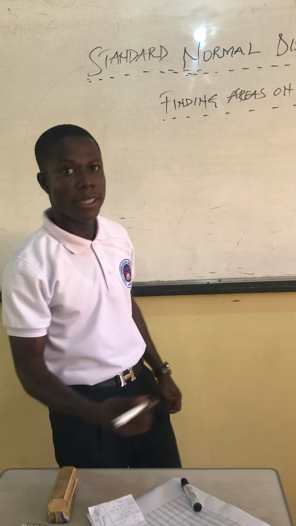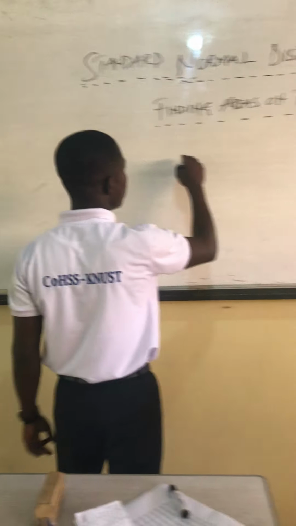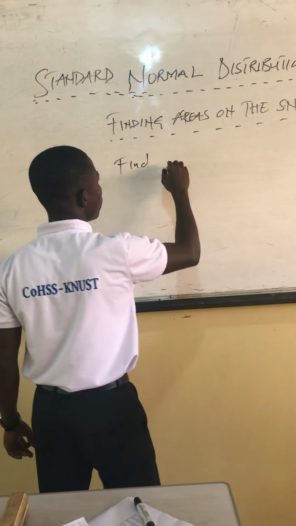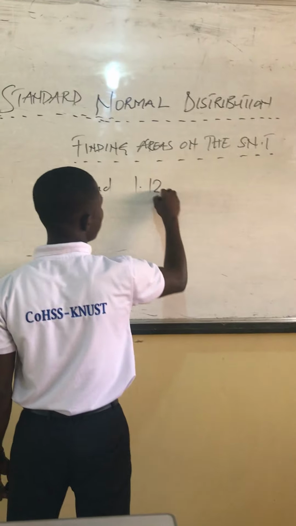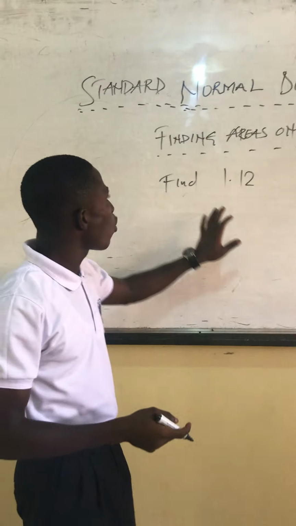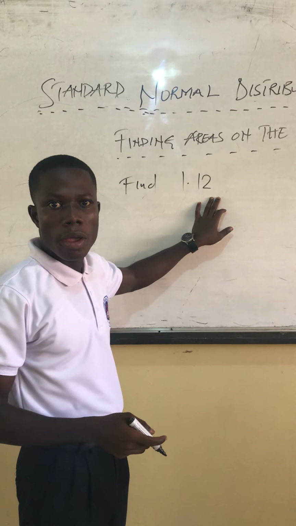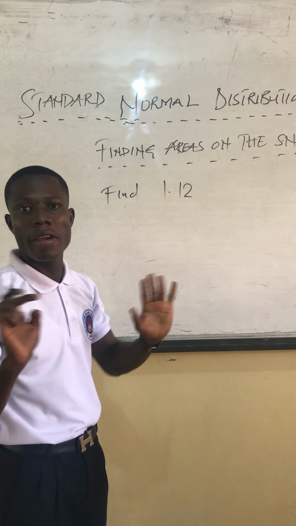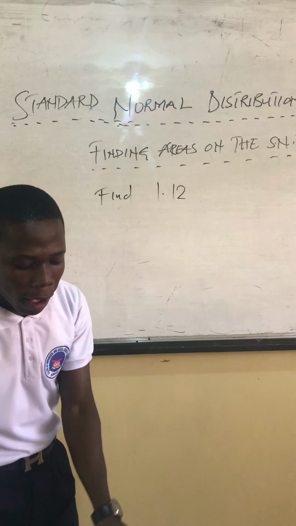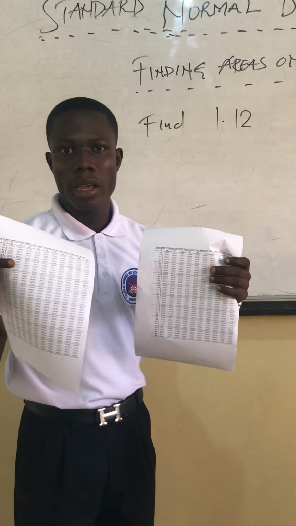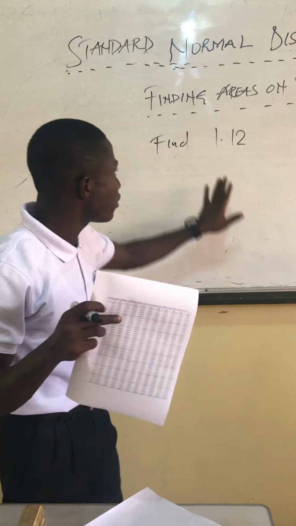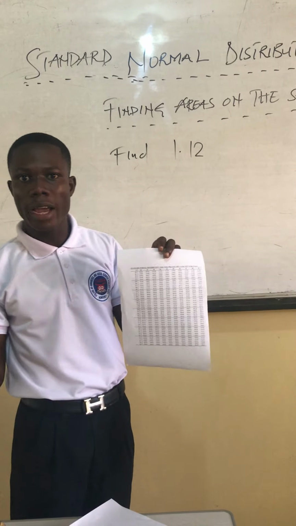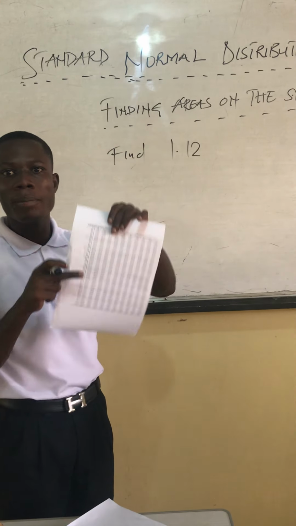So let's say we've been asked to find 1.12 on the standard normal table. It's very simple. You see, I have my table here. This is a positive number. In the tables, we have a negative side and a positive side. Because this is a positive number, I'll take my positive sheet.